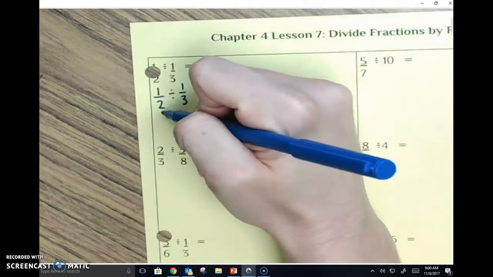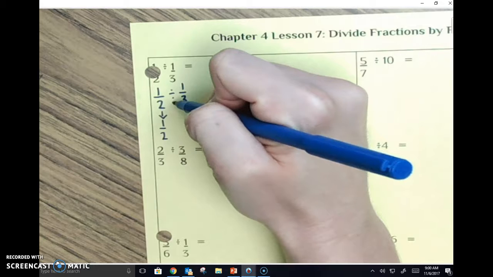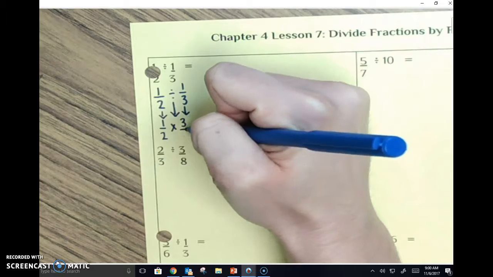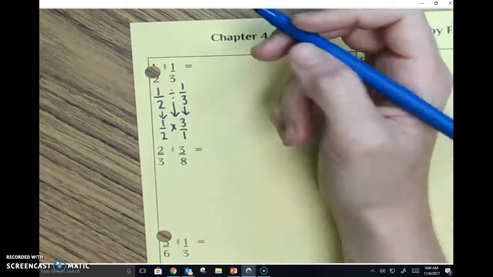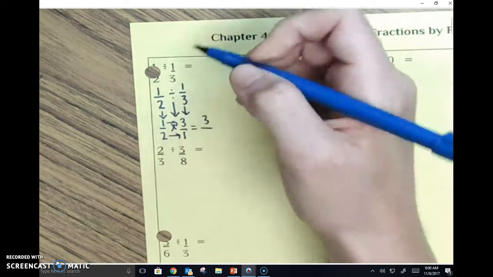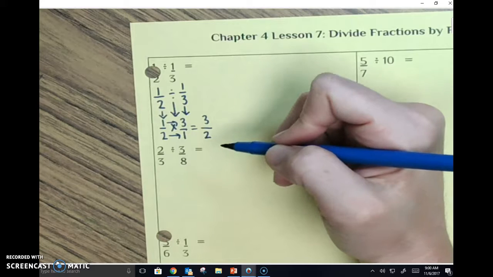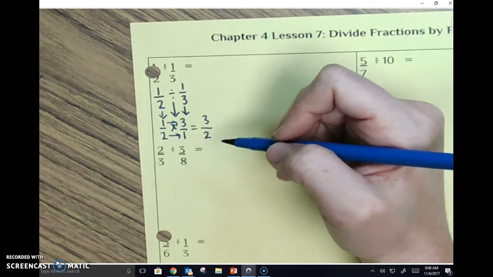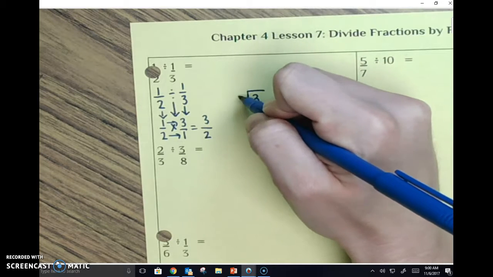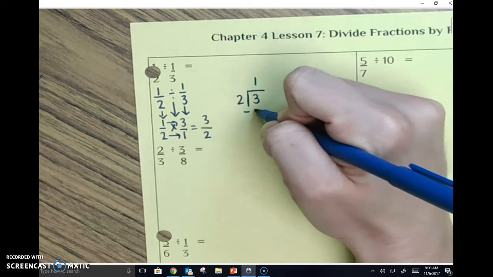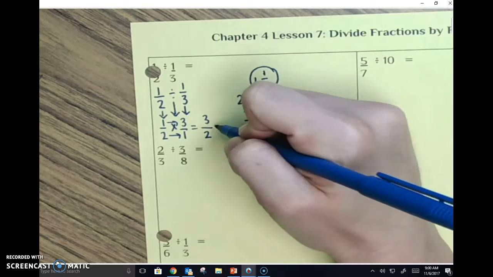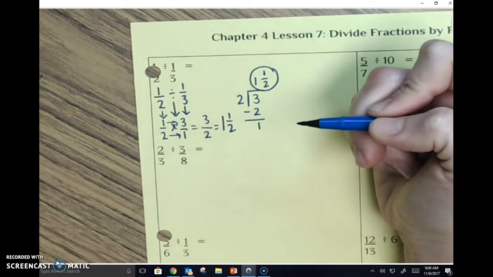Just like last lesson, the first number will come straight down. The division sign will change to a multiplication sign, and we'll use the reciprocal for the second number. That means we're going to flip it. So we're going to do 1 times 3 and get 3, 2 times 1 and get 2. This is an improper fraction because the top number is larger than the bottom number. So we're going to do 3 divided by 2. 2 goes into 3 once. We get 1 and 1/2 for your answer. Some of you may just be able to look at that and be like, that's 1.5, and that is fine.